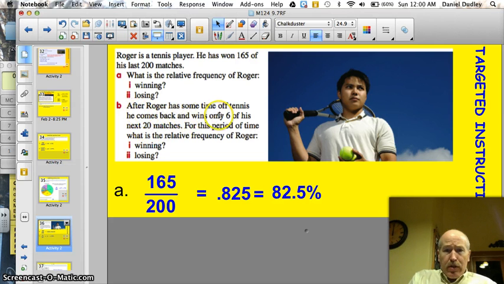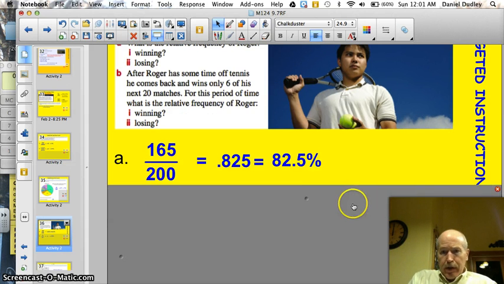After Roger has some time off from tennis, he comes back and wins only 6 of 20 matches. For this period of time, what is the relative frequency? Go ahead and see if you can calculate it out. All right, let's take a look and see how you did.